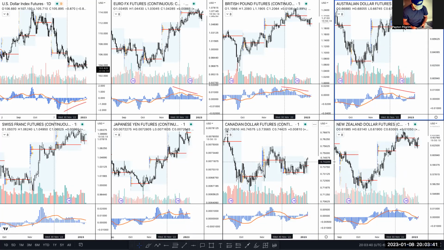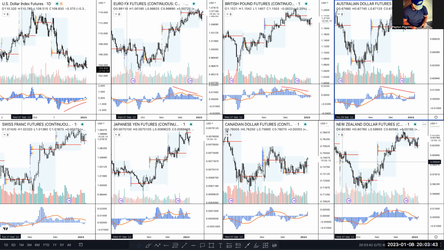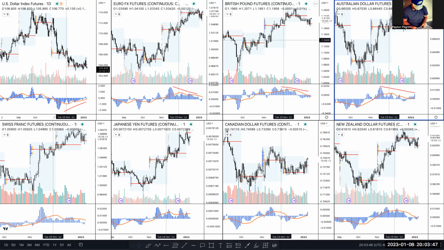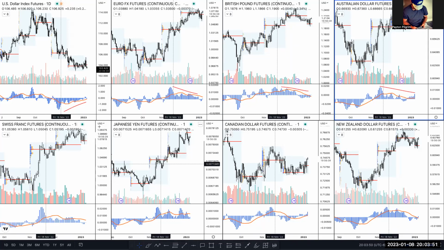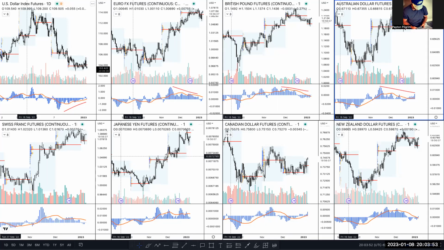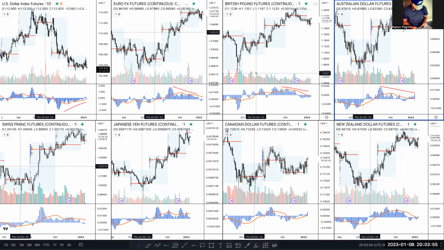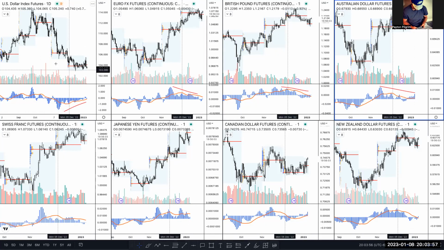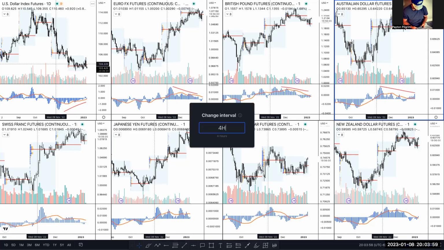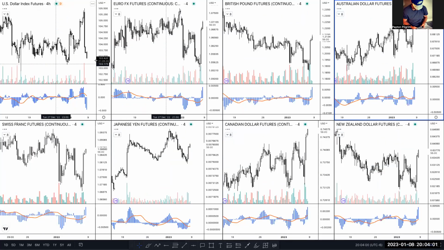So I don't really trade the last two, but we will still take a look at the pound, really, and the Japanese yen, and also the dollar. Okay, so we're going to try to correlate these three a little bit. We'll go on to the 4-hour though and see what the whole market looks like.